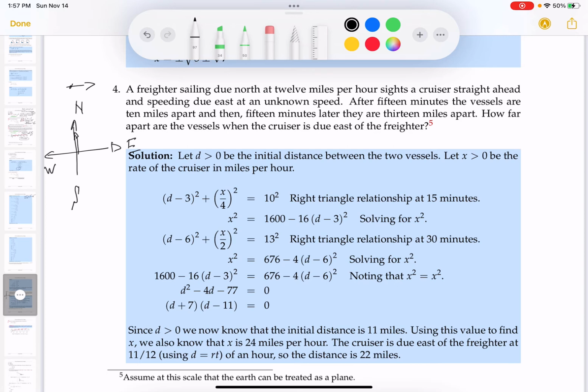Okay, let's keep reading it. I got an idea what's happening over here. Freighter, moving north at 12 miles per hour, right? Sights a cruiser straight ahead and speeding due east at an unknown speed. After 15 minutes, the vessels are 10 miles apart. So I'm kind of seeing that, my understanding is this is sort of like a right triangle problem.